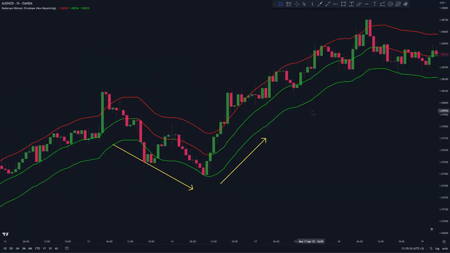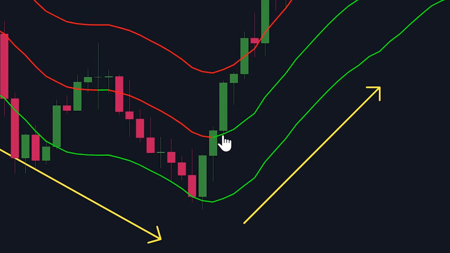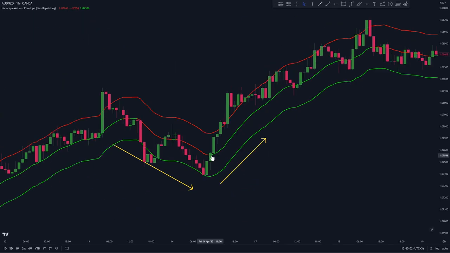Back to the video. So when the price touches the lower band of the Nadaraya Watson indicator, all we gotta do is wait for it to break and close above this middle line, and this middle line needs to be colored green at the time the price closes above it. If that's the case, we enter a long trade.